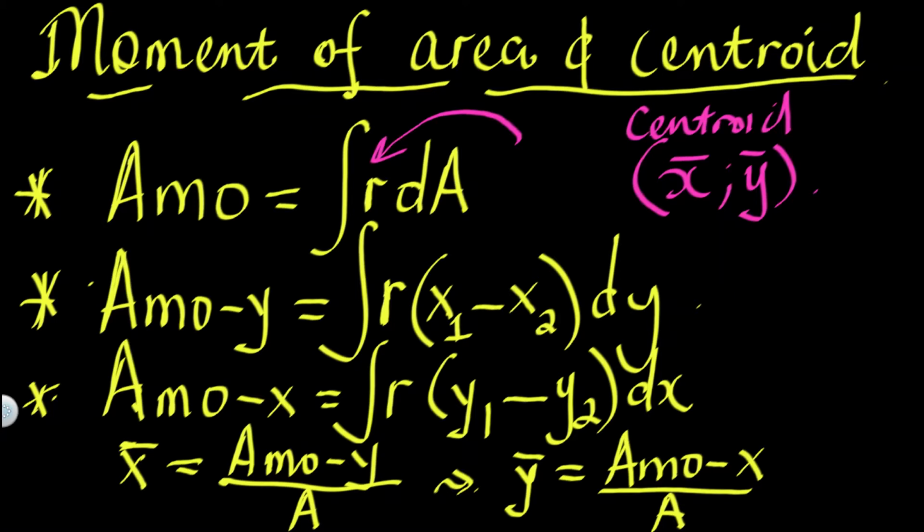So it has coordinates, an x coordinate and a y coordinate. If we're looking for the x coordinate of the centroid, we find the moment of area with respect to the y-axis. So this is the moment of area with respect to the y-axis, and this is the moment of area with respect to the x-axis. Once you have these, if you want the x coordinate of the centroid, you divide the moment of area about the y-axis by A, which is the area. And the moment of area about the x-axis, you divide it by A, you get the y coordinate of the centroid. It's as straightforward as that.